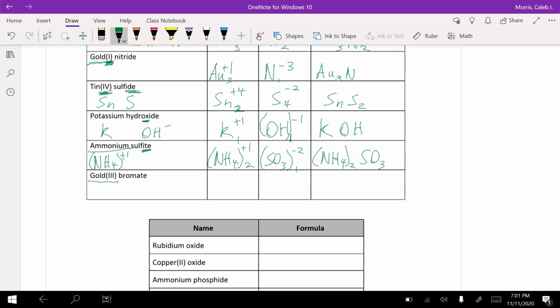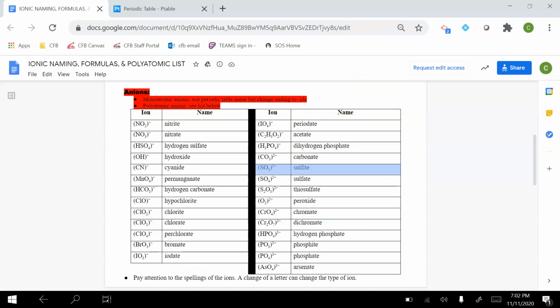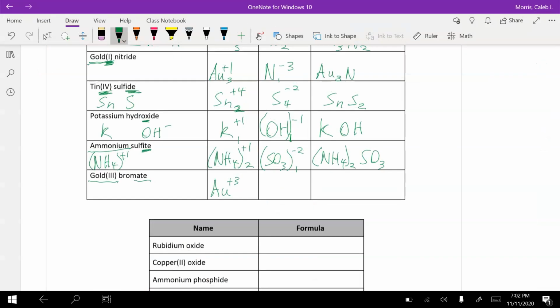And then gold 3 bromate. Gold 3, that tells me it's Au with a positive 3 charge. And then bromate, not bromide, not bromite, bromate. If it ends in ate, I'm probably going to check my polyatomic ion list. Bromate. And actually this is one, yeah, there it is. Bromate is BrO3 with a -1 charge. Put the 1 here, put that 3, crisscross it, and put it down here. Au(BrO3)3.